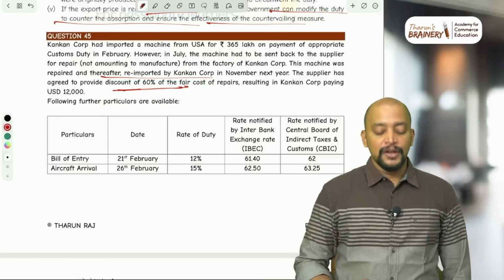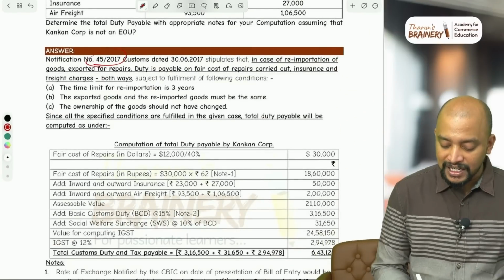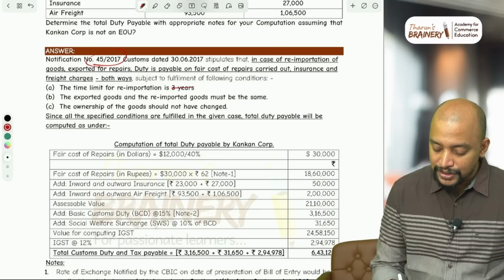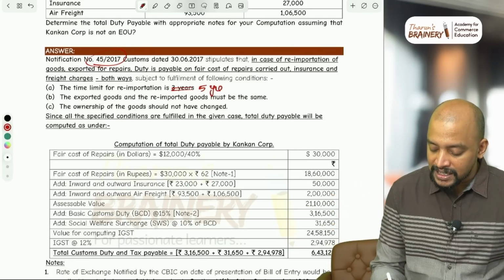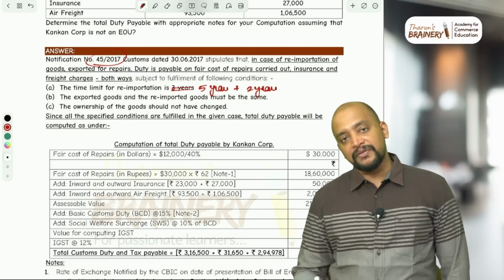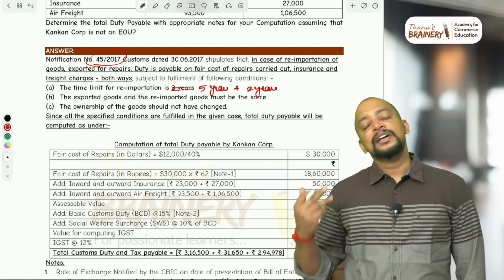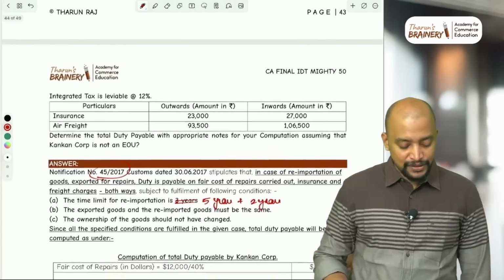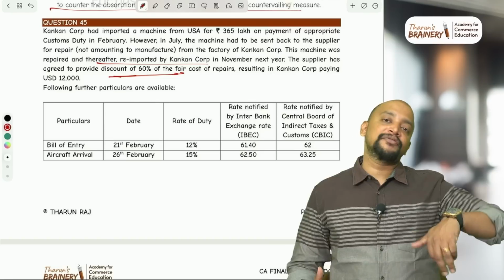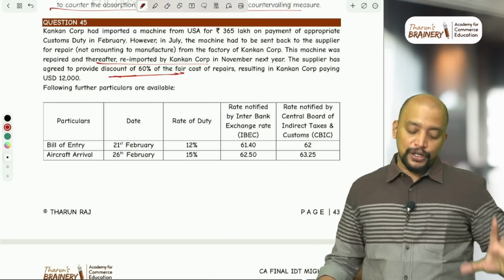This is notification 45 of 2017. In case of 45 of 2017, please remember, the time limit given by ICAI in the study material is not 3 years. The time limit given is 5 years plus 2 years. So that is the updated time limit which they have given. So even though in the RTP, MTP we have 5 years, 3 years, but you please replace it with 5 years plus 2 years. Okay, then whenever the goods are imported and sent for repairs and again re-imported, we need to pay customs duty on fair value of repairs.